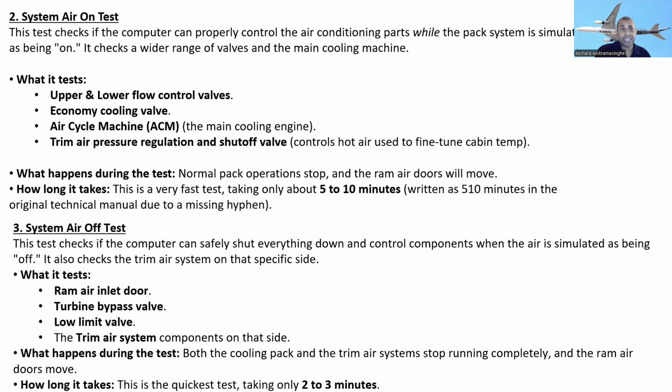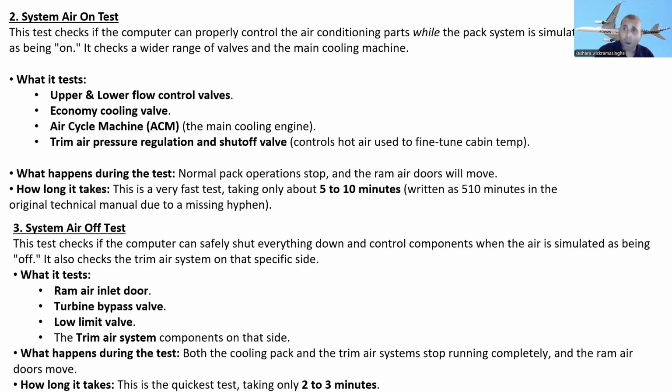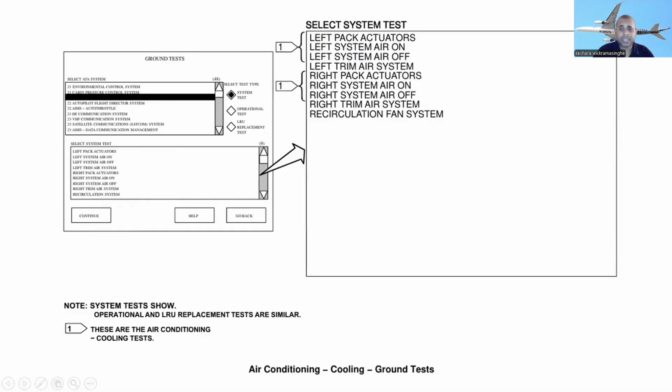Okay, there are 3 tests. What are they? The pack actuator test, the system air on test, and the last one, the system air off test. These are the cooling ground tests. You can see the system test shows the operational line replacement tests are similar. These are the air conditioning cooling tests. You can see select system test: left pack actuator, system air on, system air off, left trim air system. For the right side, it is also the same. Right, see the other ground tests.